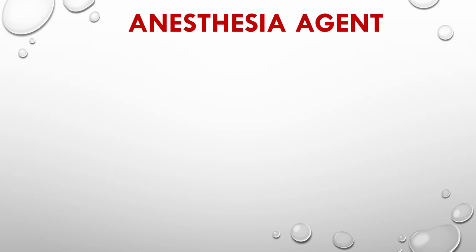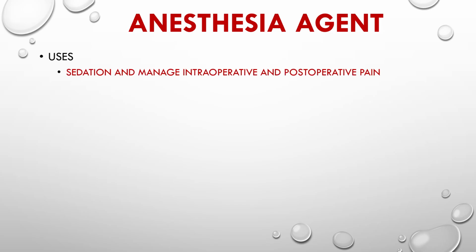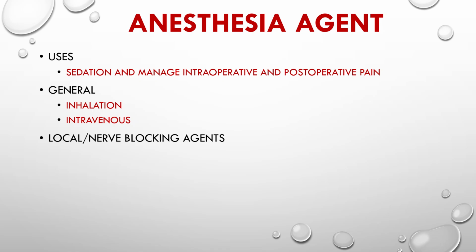Now, anesthesia agents. These, of course, are used for sedation and managing intraoperative, so during the operation, and post-op pain. General anesthesia is often given either by inhalation or injection. So inhalation, again, or IV. We have local nerve blocking agents that can be used as well. So we have general anesthesia that is going systemically, and we also have local anesthesia that is going to a targeted location. So it's blocking specific nerves to prevent pain signals from one area, not the whole body.